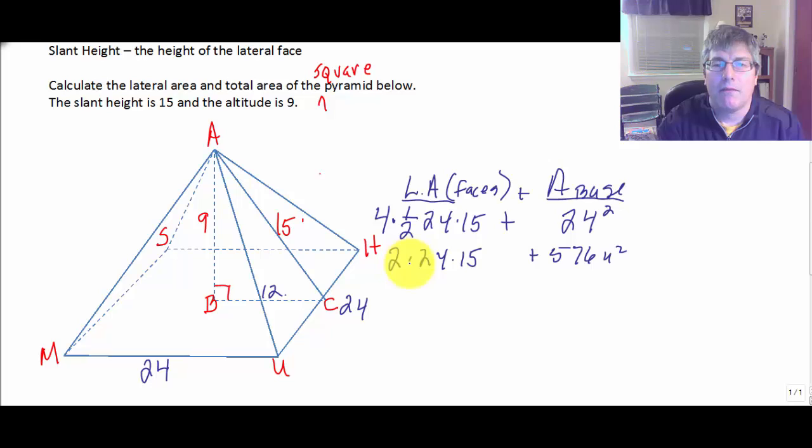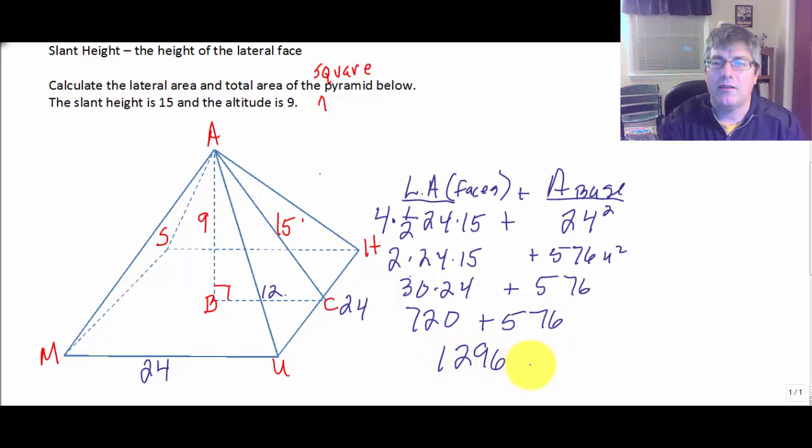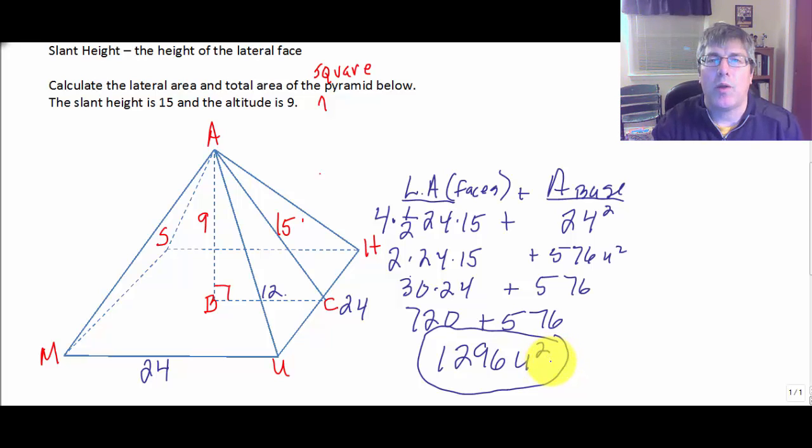and 2 times 15 is 30, so I have 30 times 24, plus my 576, and 24 times 3 is 72, so 24 times 30 must be 720, plus 576, and I get 1,296 units squared for my total surface area of my pyramid. And you'll get more practice with this, with some additional problems and challenges, when I see you in class.